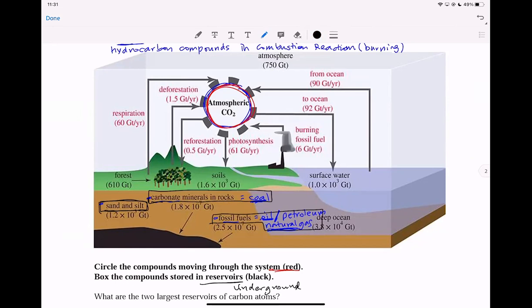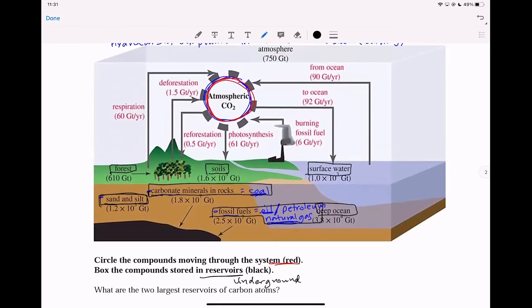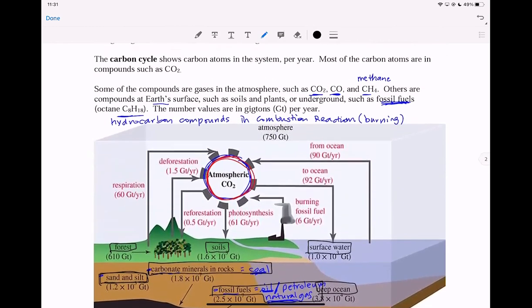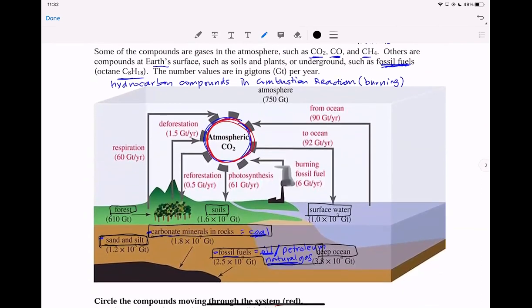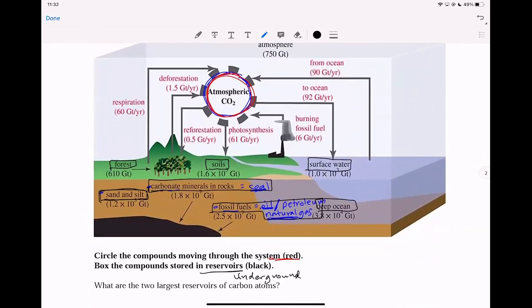There's also stuff at the surface. So at the surface, we have forest. So that's wood that is in trees. That's stored. So those are reservoirs, and soils also have carbon compounds, and that's also stored. And surface water and deep ocean also has carbon in it, compounds in the surface water and the ocean that have carbon atoms as part of those compounds. So those are all meant to be stored compared to atmospheric carbon dioxide that's moving through.